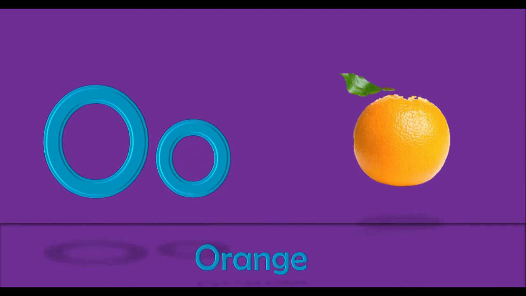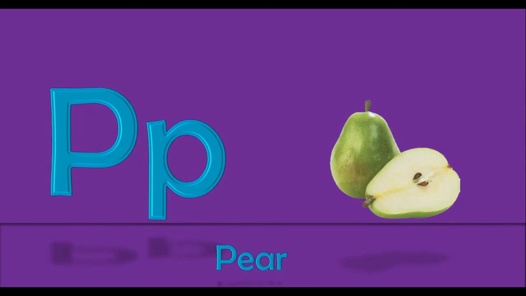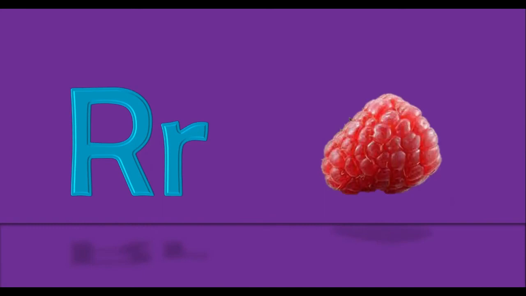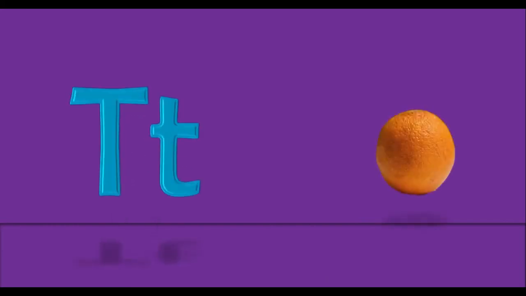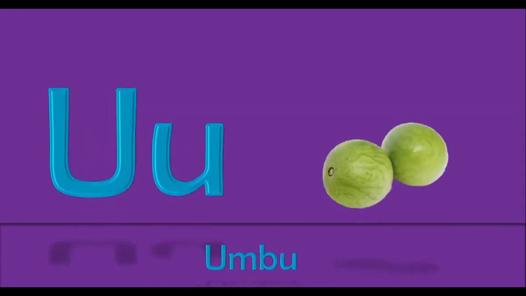O for orange. P for pears. Q for queens. R for raspberry. S for strawberry. T for tangerine. U for yumbu.